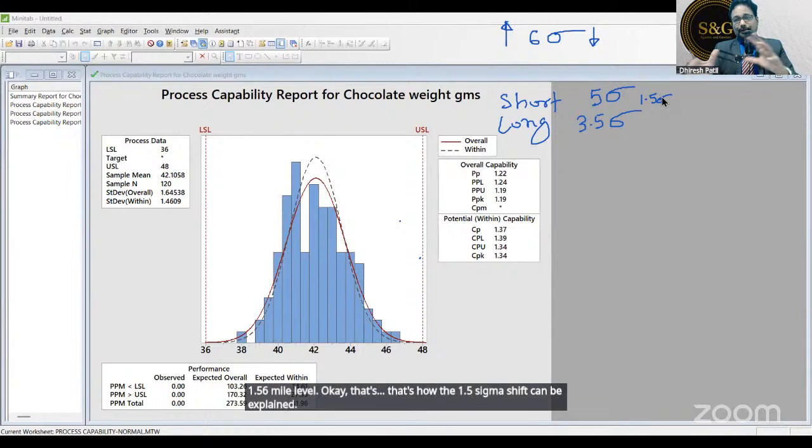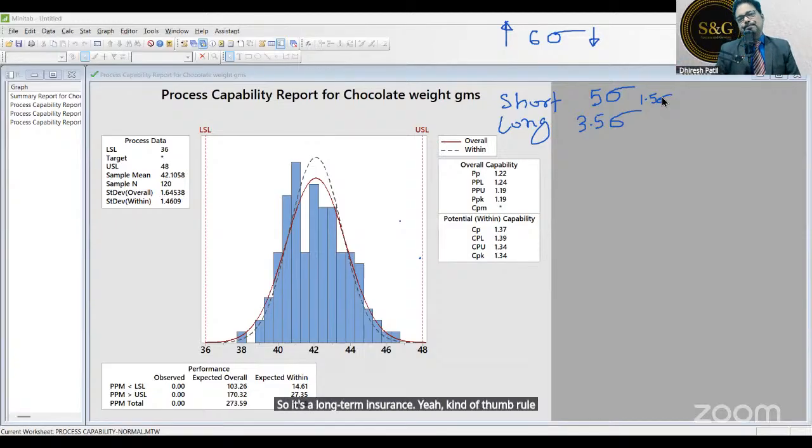So it's long term versus short term, a kind of thumb rule. That is the 1.5 sigma shift. Clear, everybody? So Cpk is now clear? Just give me yes in the chat box.